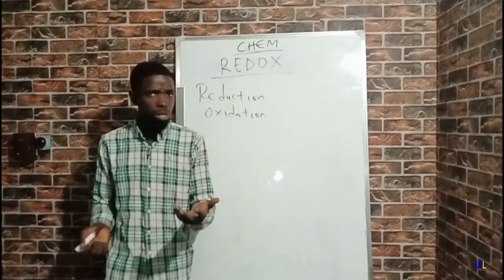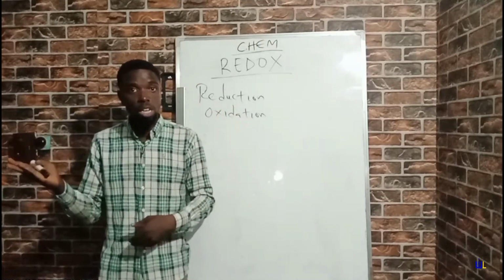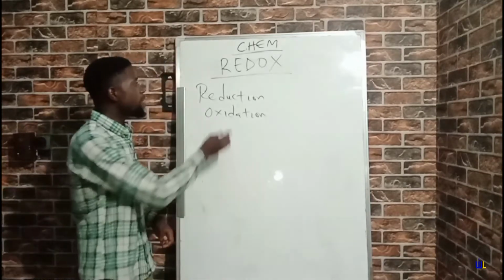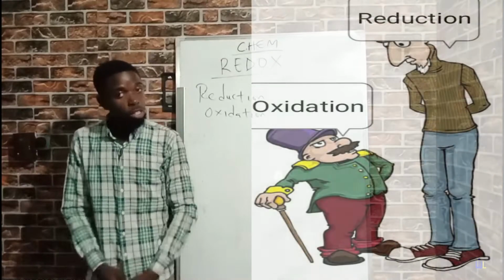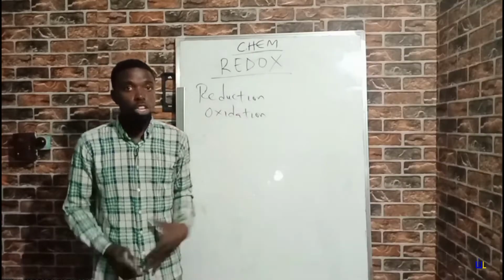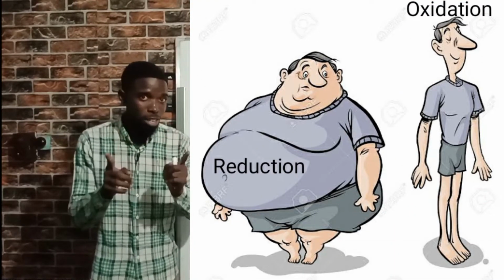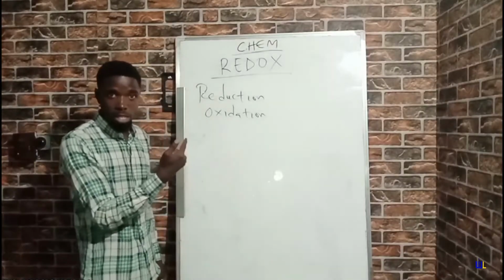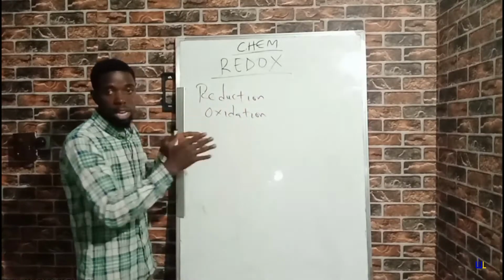What do I mean by that? For instance, if you say reduction is one thing, oxidation has to be the other, the exact opposite. This is to say that if I say that reduction is someone tall, oxidation is someone short. If I say that reduction is someone fat, oxidation is someone slim. Now let's come back. My point is this: if reduction is something, oxidation is the exact opposite.